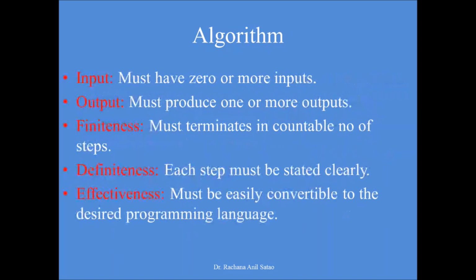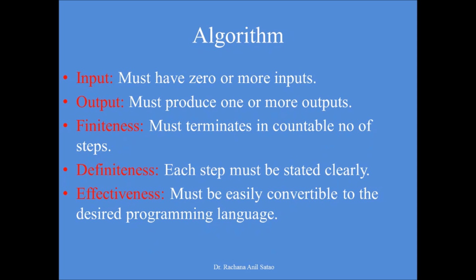Now let us see the properties of an algorithm we should follow whenever we are writing one. It must have zero or more inputs. The algorithm must produce one or more outputs. This is the second thing. The third thing is finiteness. It says that the algorithm must terminate in a countable number of steps. It should not go into an infinite loop or infinite steps by some statements we write.